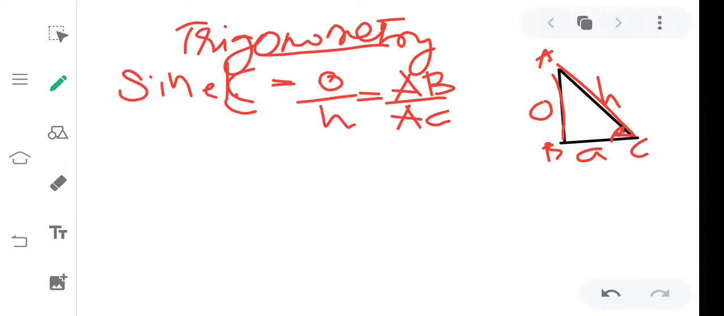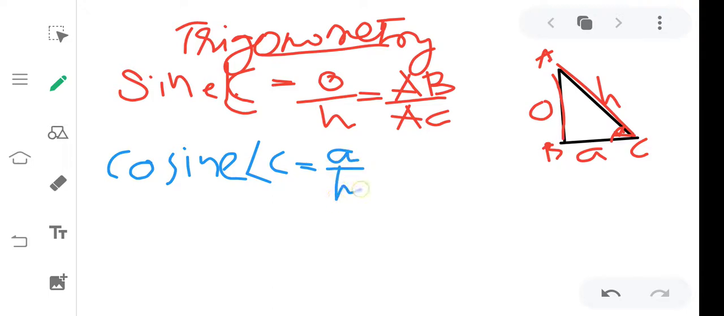and we defined cosine of angle C as A by H, adjacent side of C divided by hypotenuse, where adjacent side is BC, divided by hypotenuse AC.